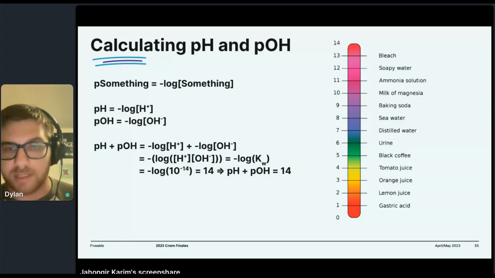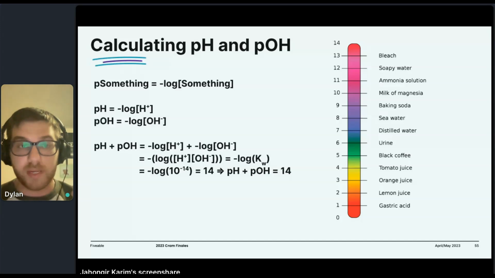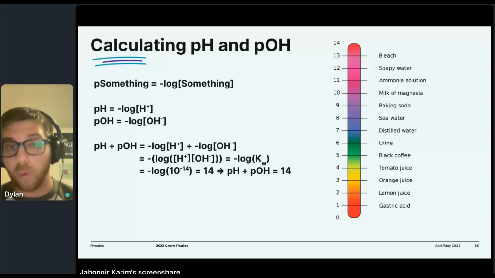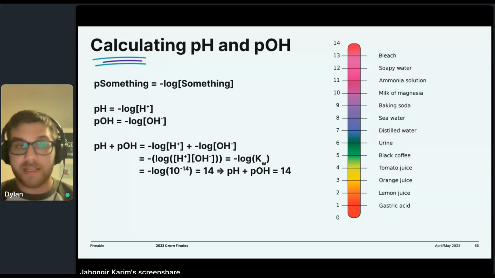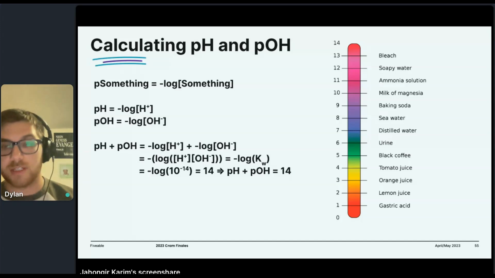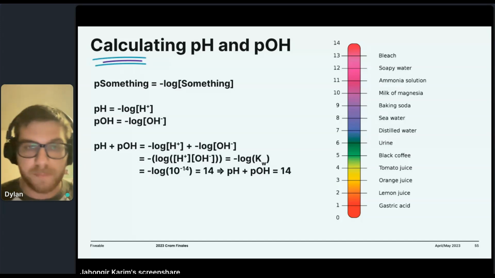which is a pretty key equation that we'll be using on the exam, which means if we know either the concentration of H plus or OH minus, we can find the other, simply because if we know the pH, we know pOH. If we know pOH, we know pH.